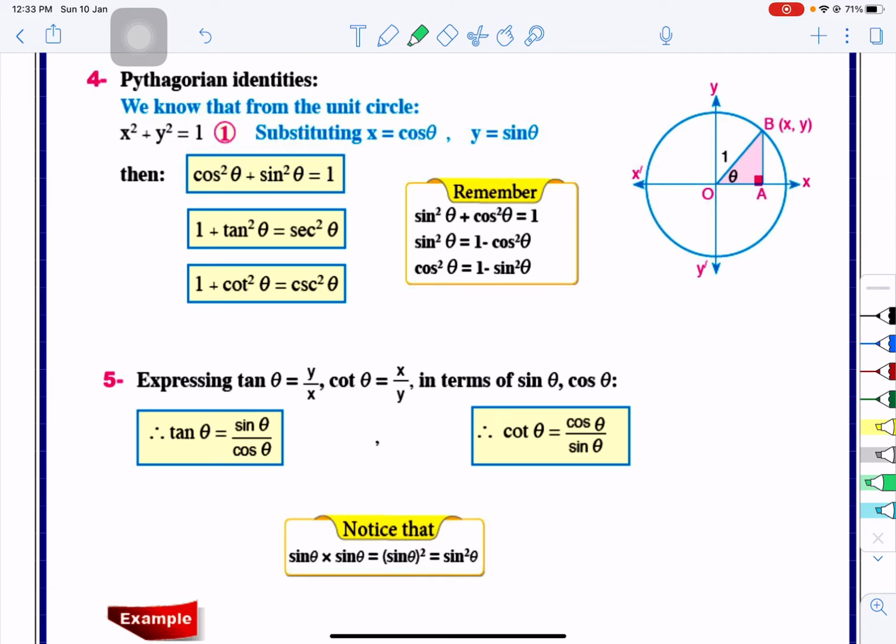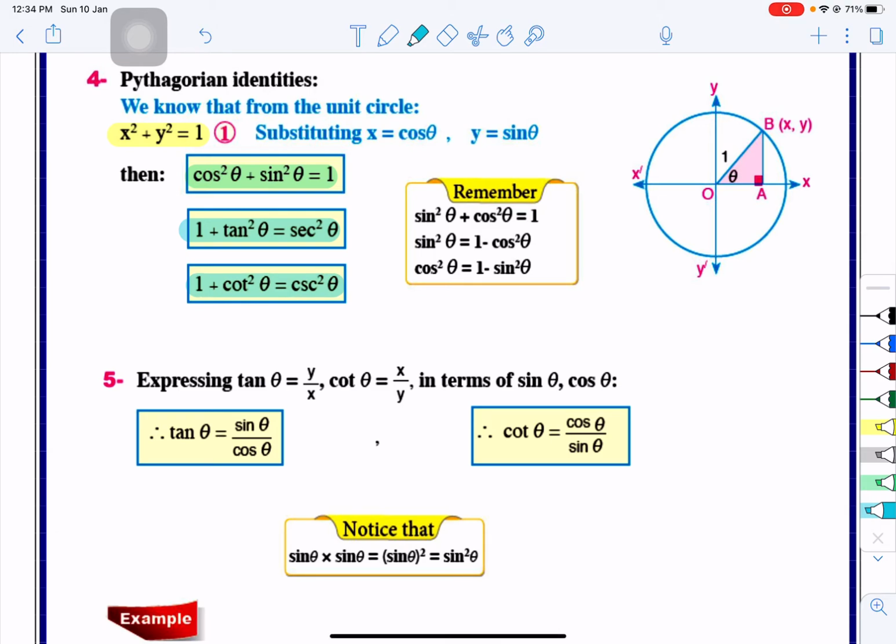And in the first term we studied this rule from the unit circle, x squared plus y squared equals 1, that we can deduce that cosine squared plus sine squared equals 1. And if we take this relation and divide it by cosine, we can get the relation 1 plus tan squared equals sec squared, and dividing by sine, we get this relation 1 plus cotan squared equals cosec squared.